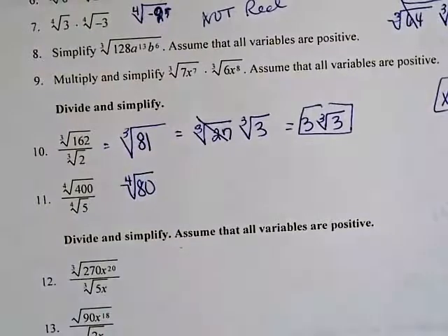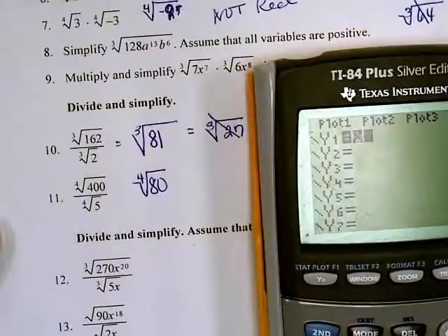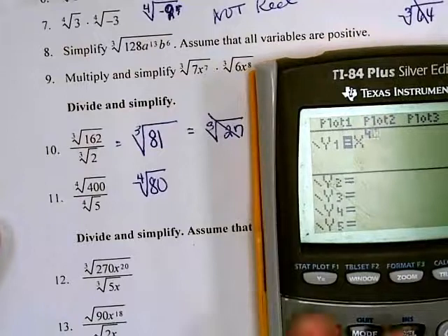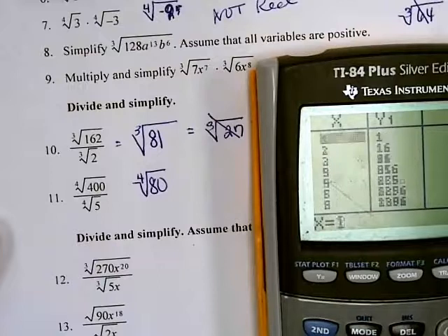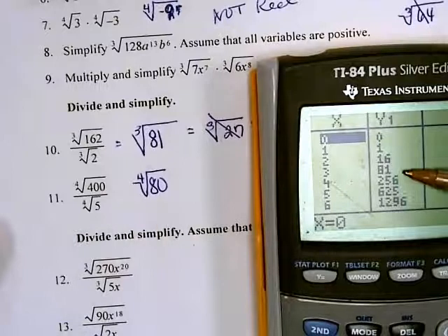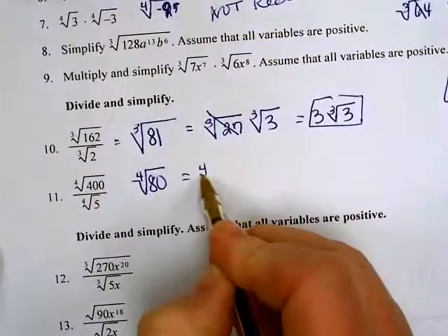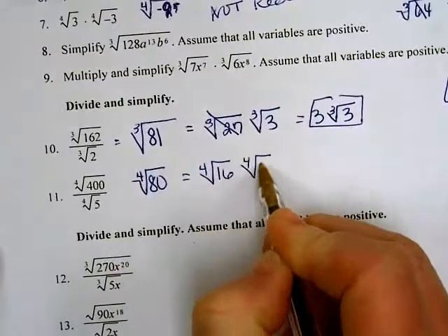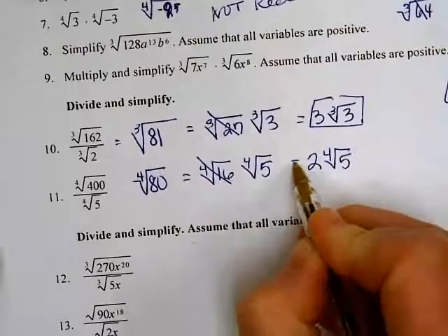Is 80 a number that has a fourth root? If you want to see a list of the roots, put x to the 4th power in your calculator and go to your table. This is a list of numbers raised to the 4th power. 80 is my number. Is there a number from this list that will go into 80? 16. And 16 goes in there how many times? So this is 2 times the 4th root of 5.